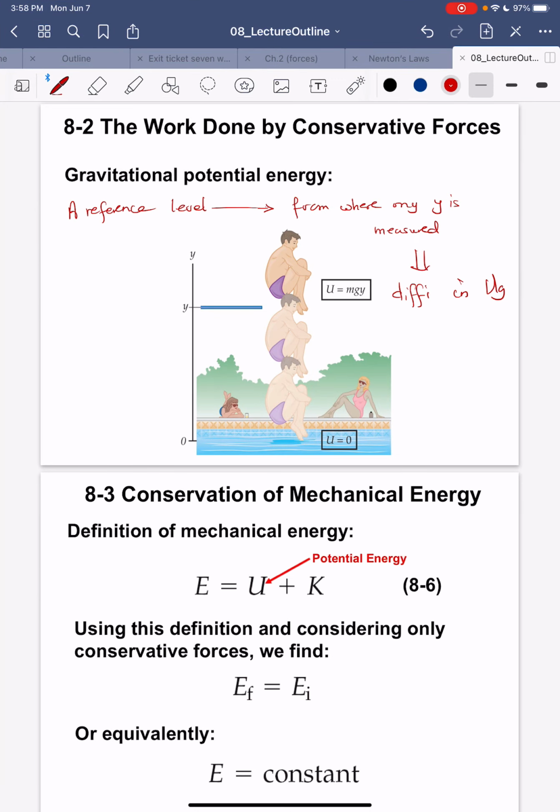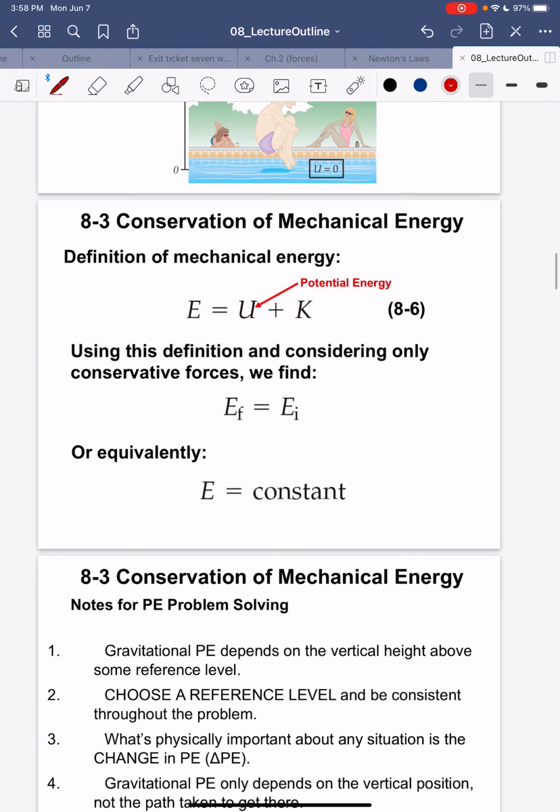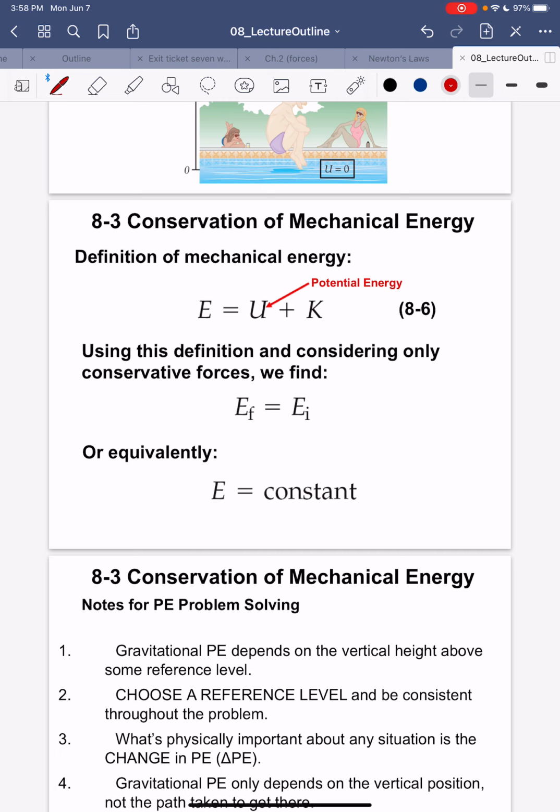8. And just here, I will talk about conservation of mechanical energy. Now, we need to know that the term mechanical energy is referring to two types of energy, the potential energy and the kinetic energy. And what does it mean that energy is conserved?